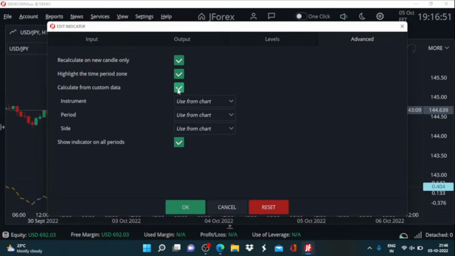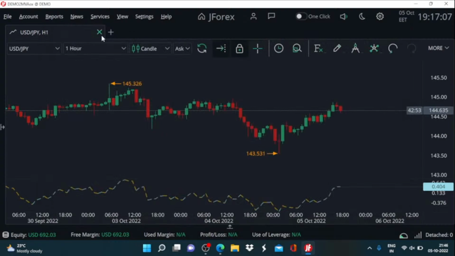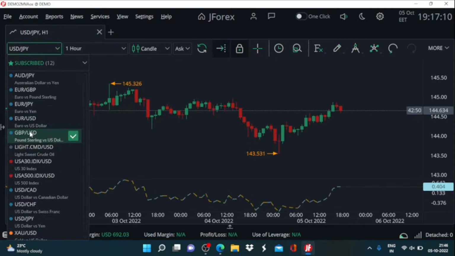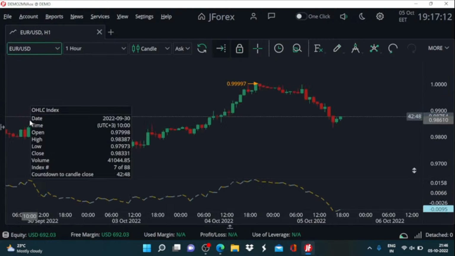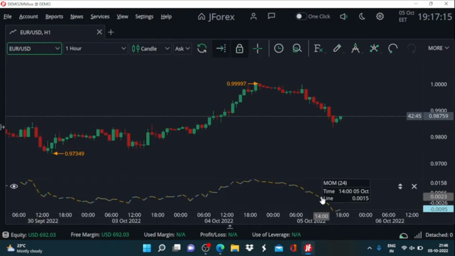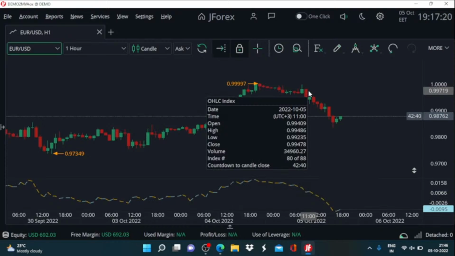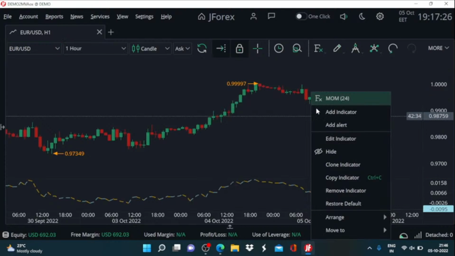If you want to customize the calculation further, then you get the choice of instrument from the chart. Whatever the chart's current instrument is, it will be used for the calculation of the indicator also. Suppose I change the chart from USD JPY to, say, EUR USD, the plotting of the MOM indicator will now be done depending on the pricing data of EUR USD, whereas earlier it was USD JPY. So it works for all the instruments on this platform.